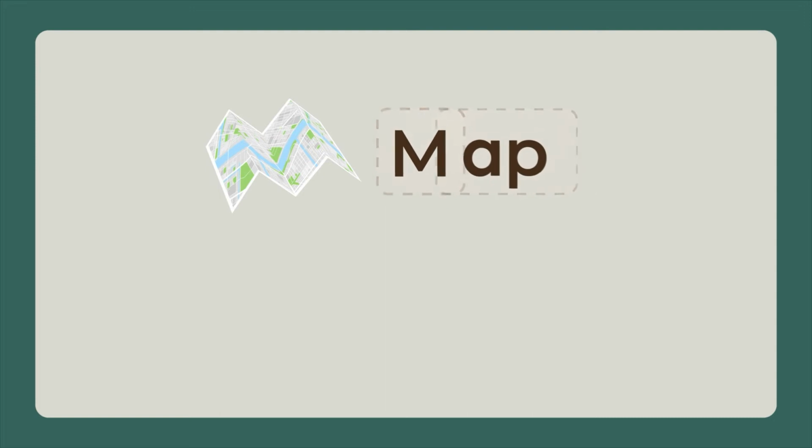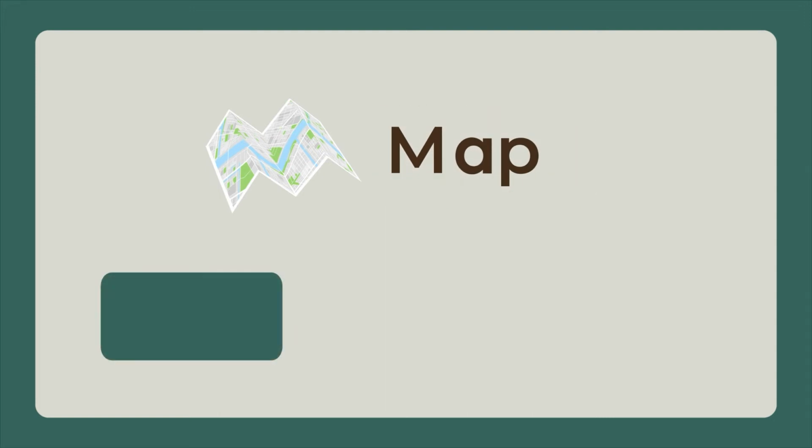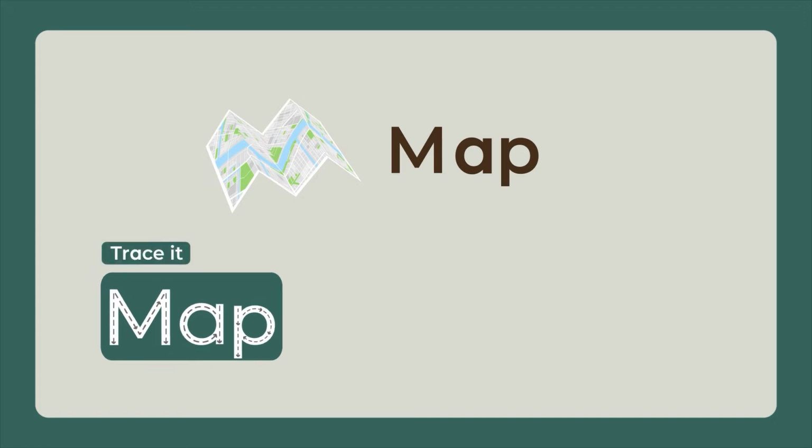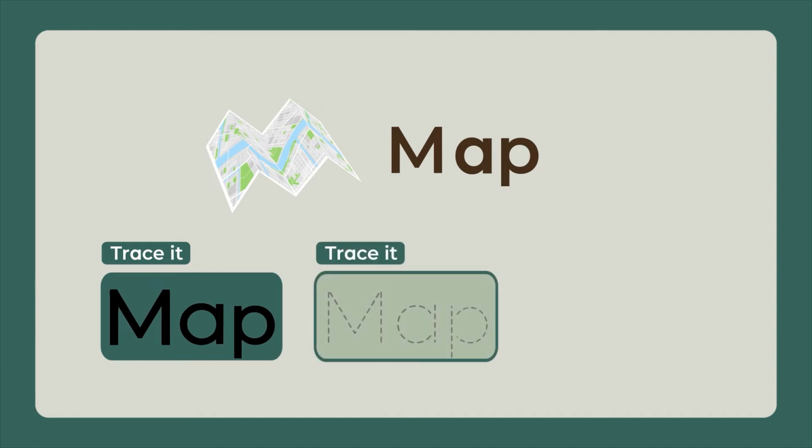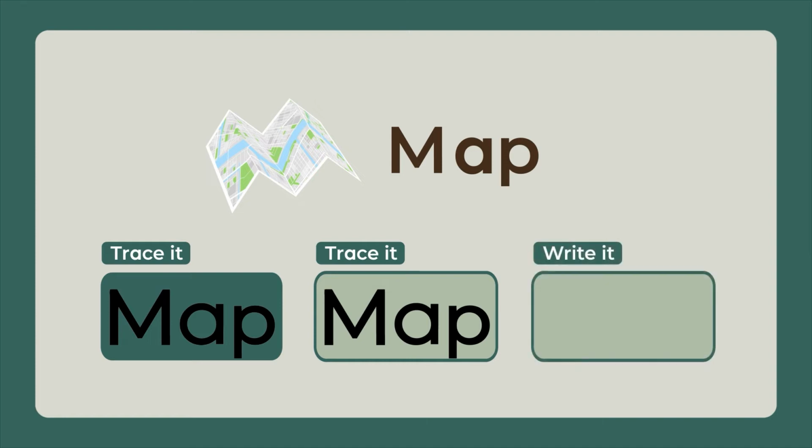Let's spell and write the word map. M, A, P, map. Let's trace it. M, A, P, map. Trace it again. Now, let's write it.